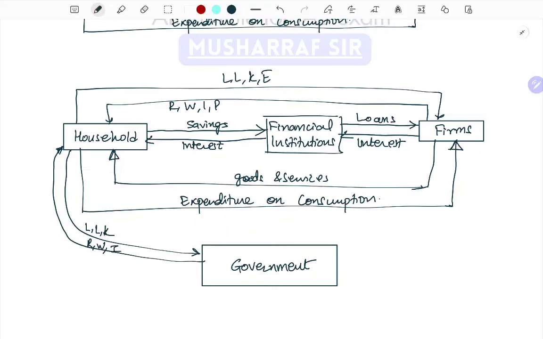Now government will be taking taxes from household, right?